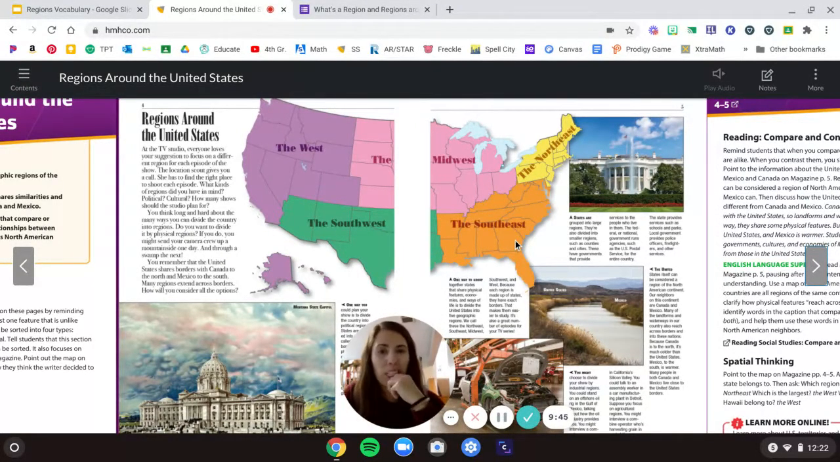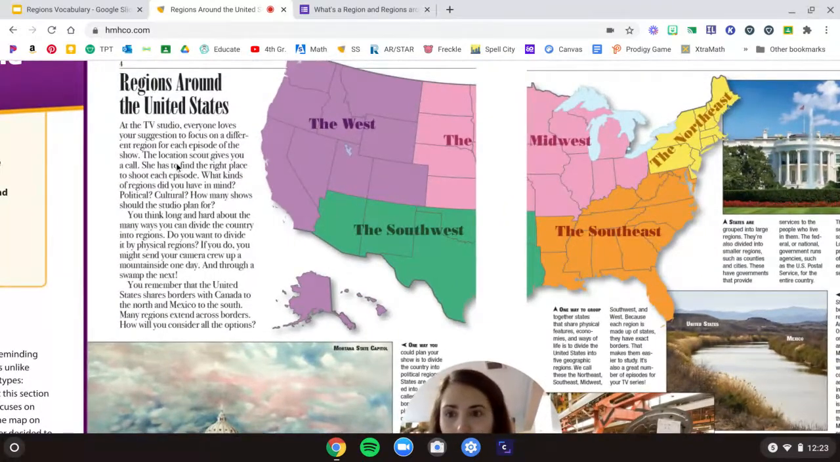Which region are we in? Looking at that map, can you tell? We're in that Midwest. Yep, we're in that pink section right in the middle. We're lucky enough to be pretty much in the middle of the whole country. If we split it in half like this, we'd be right in the middle. All right, so let's read about regions around the United States.